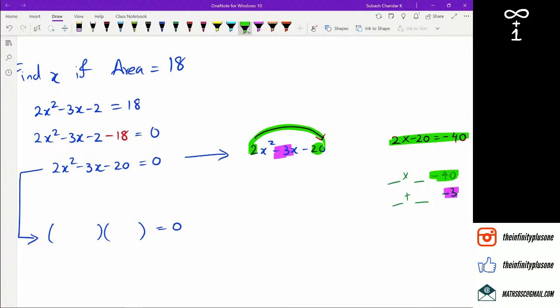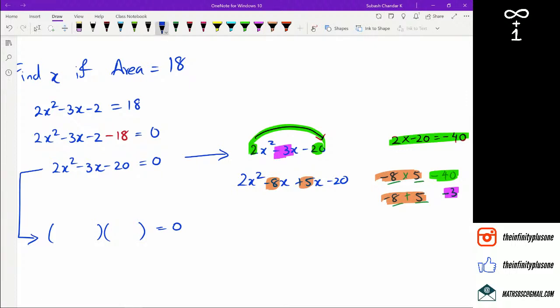In this case, it's going to be negative 8 and positive 5. So what I'm really going to be doing is replacing the negative 3 with negative 8 and positive 5. In other words, I'm going to rewrite this as 2x squared minus 8x plus 5x minus 20. So all I've done is that negative 8 and positive 5 end up being here.